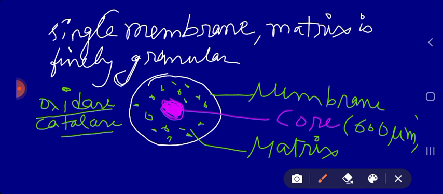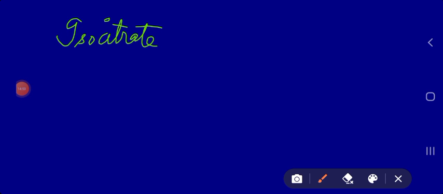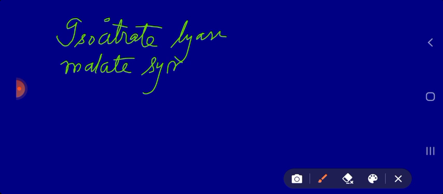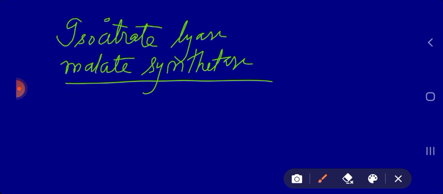are isocitrate lyase, sorry for the spelling, isocitrate lyase, and malate synthetase. These two enzymes are found within the glyoxysomes. Now, what is the function of isocitrate lyase? What is the function of malate synthetase? We have to see.